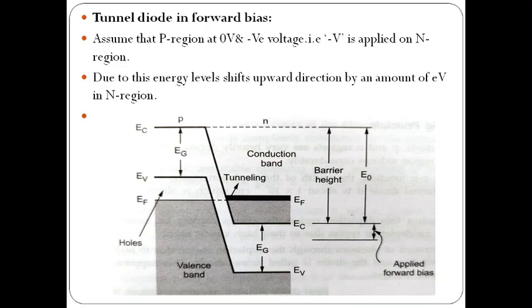In this, if a small forward bias is applied, then a few filled energy levels in the conduction band in the N region will appear opposite to the empty levels in the valence band of the P region. Then electrons tunnel from the conduction band of the N region to the valence band of the P region, and a tunneling current flows in the opposite direction.